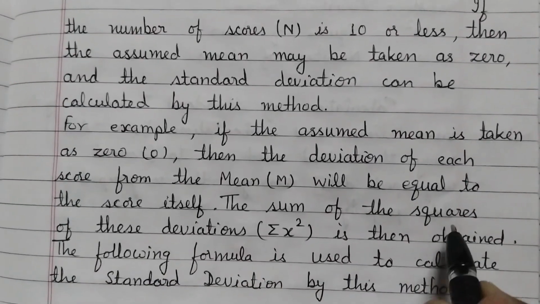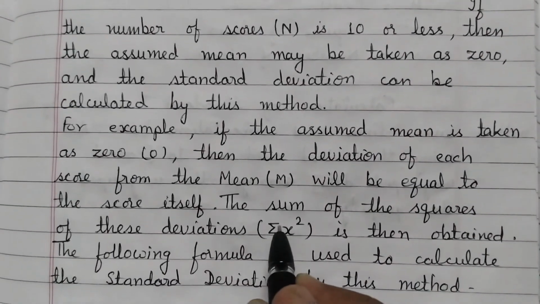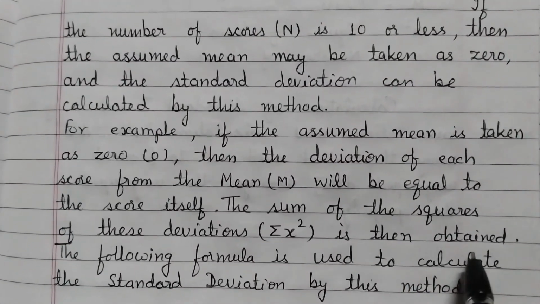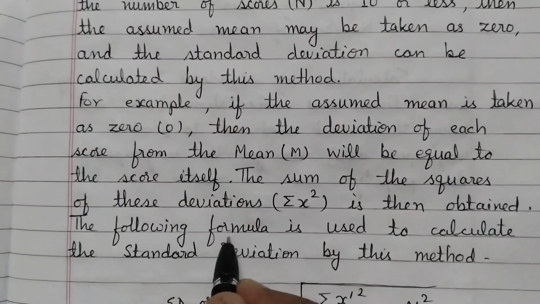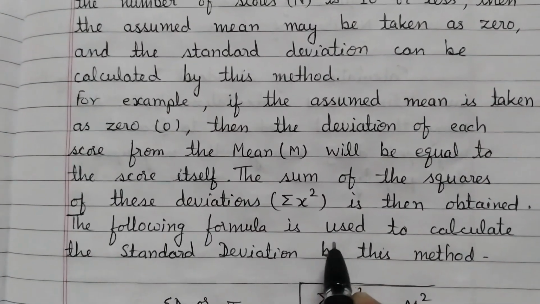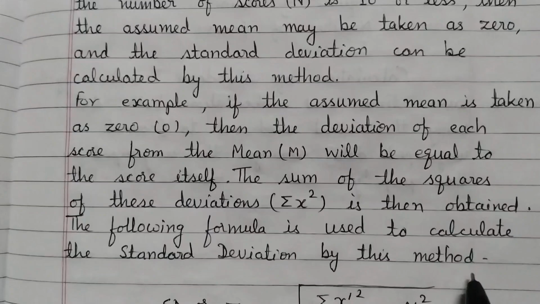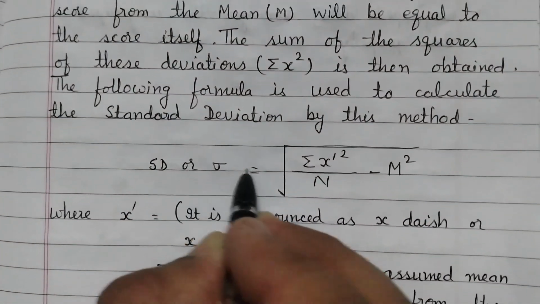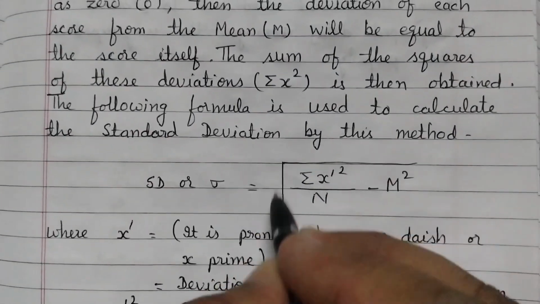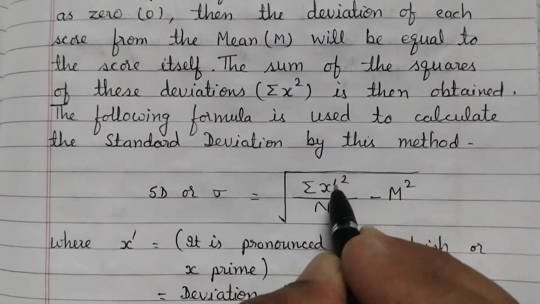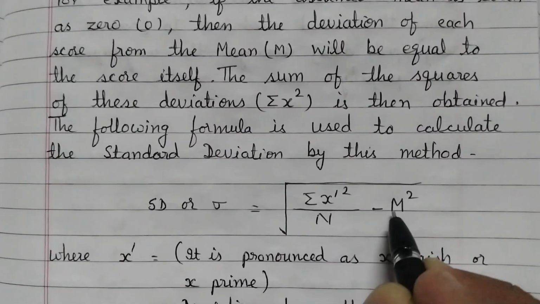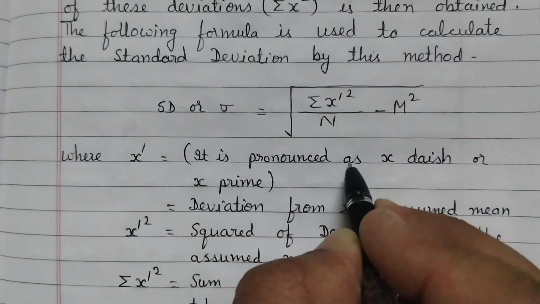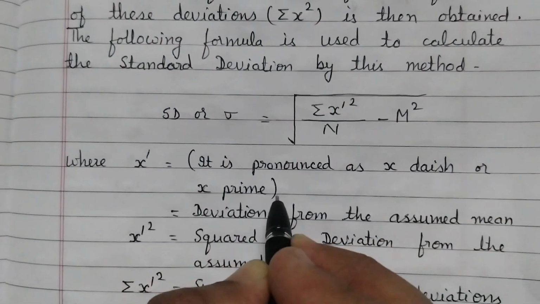The sum of the squares of these deviations, that is summation x square, that is sigma x square, is then obtained. The following formula is used to calculate the standard deviation by this method. So SD, or sigma, is equal to square root, this sign is square root, summation x dash square divided by n minus M square, where x dash is pronounced as x dash or x prime.